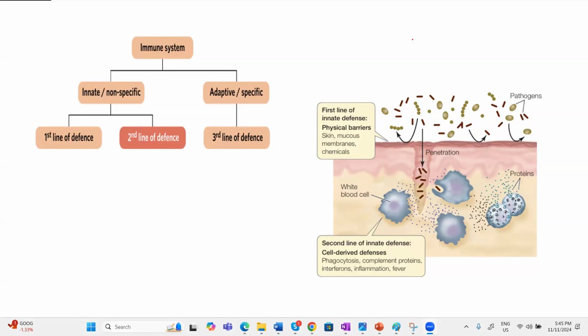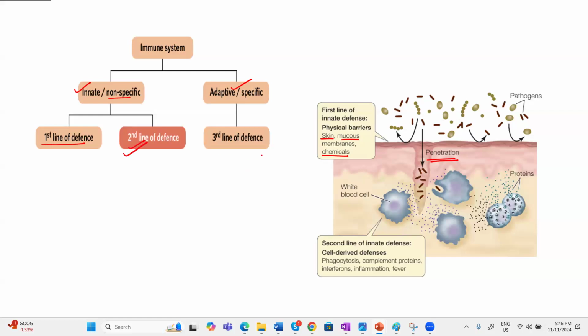In this video, we are going to study what are the important things which play a role in the second line of defense. See, first of all, the immune system is innate and acquired. Innate is the one which is non-specific. It is the first line of defense, which is actually made by the skin, mucous membranes and certain chemicals. But suppose the pathogen is successful in gaining entry inside the body, then the second line of defense comes.